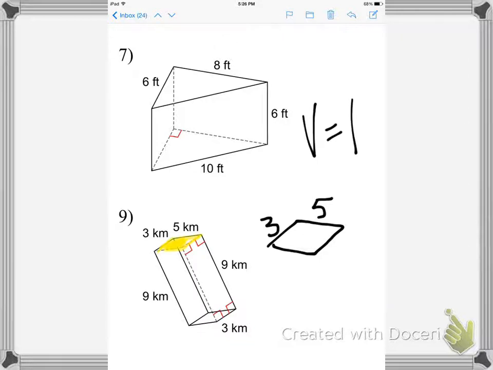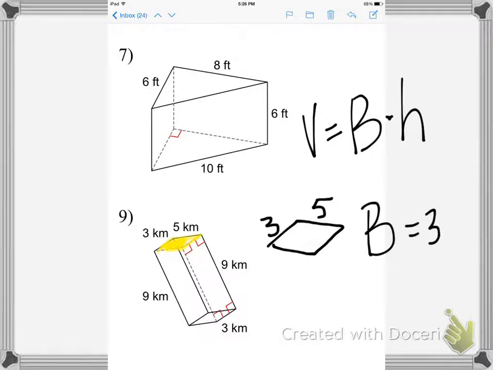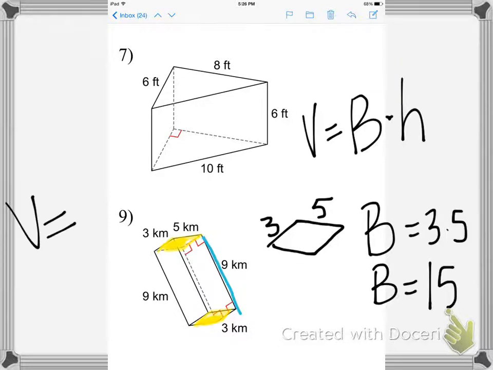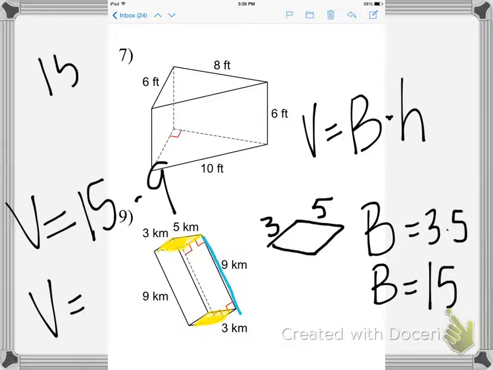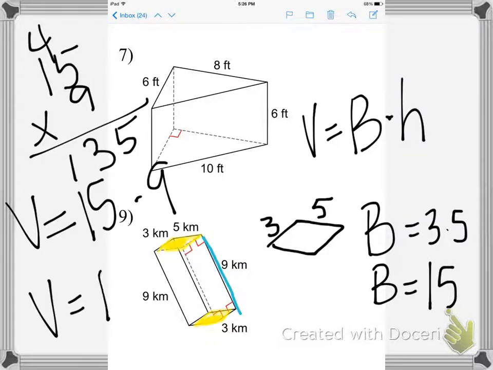So volume is area of the base times the height, and the area of this base is 3 times 5, so that is 15. And then the height connects those two bases that are on opposite sides, so the height would be this right here. It's pretty much the number that you haven't used yet. So volume is 15 times 9. So if you don't have a calculator, 15 times 9, just do old school math, and it's 135. And then if you're using your units, these would be kilometers cubed.